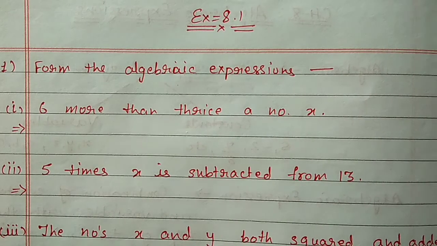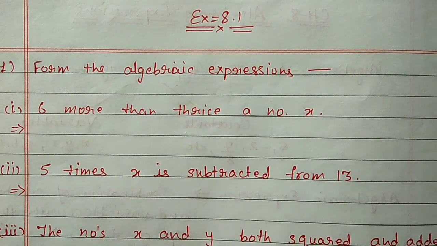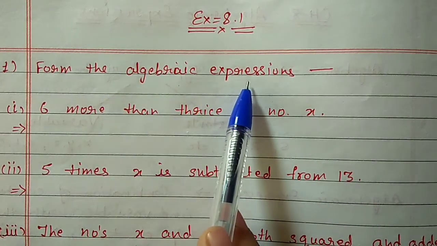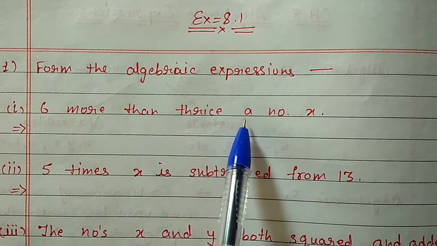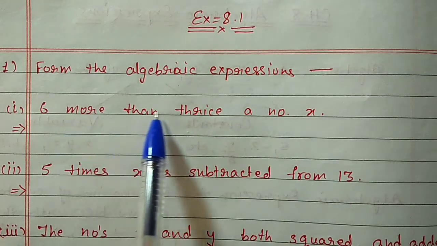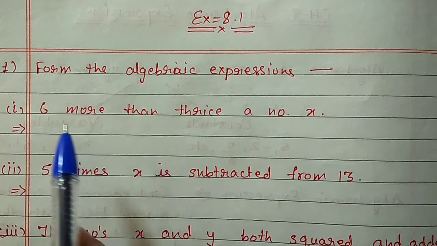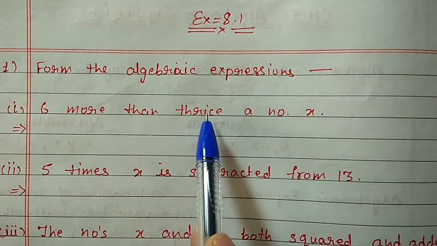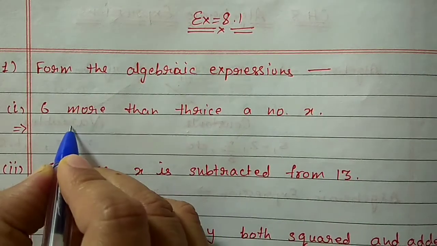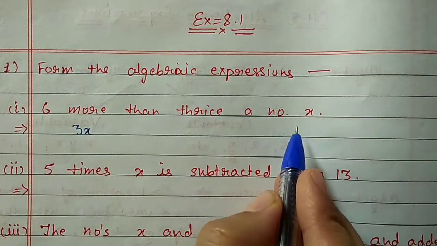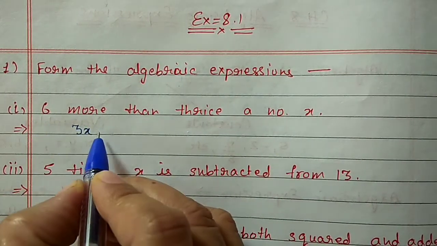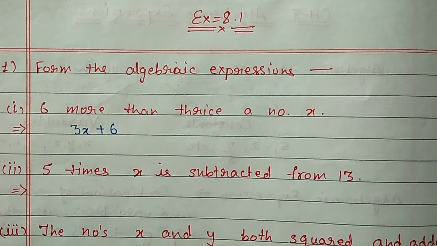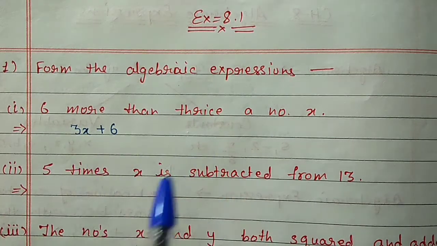Now we are starting exercise 8.1, and parallelly I will explain all the terms related to this chapter. First question, form the algebraic expression: 6 more than thrice a number x. We have to change this statement into mathematical form. 6 more means we have to add, then thrice a number. Thrice means 3 times a number, so 3 times a number means 3x. The number is given here as x. Thrice a number and 6 more means we have to add 6. So 3x plus 6 is the algebraic expression for this statement.